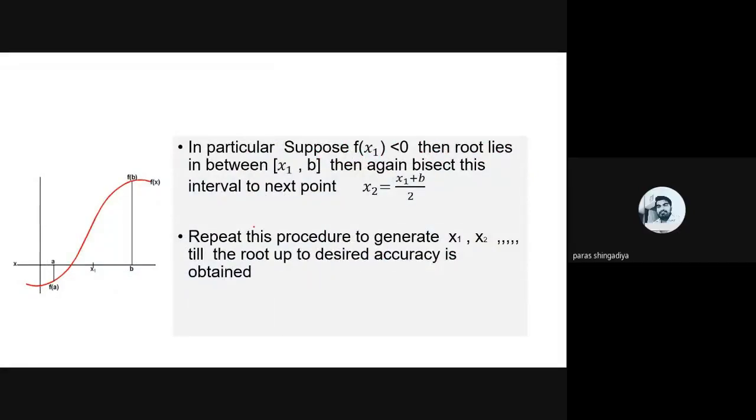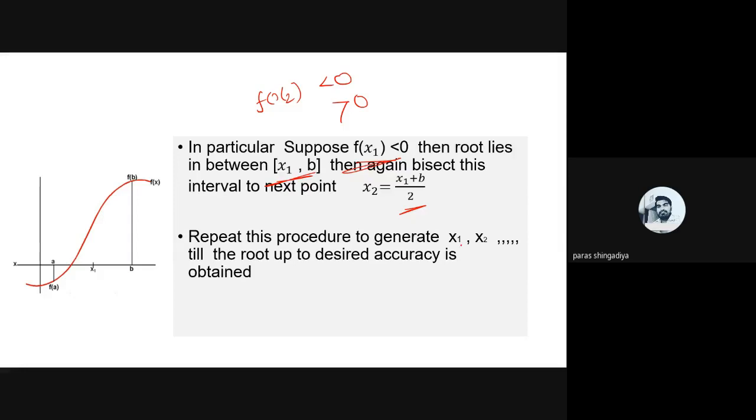So in this particular case, suppose f of x1 is negative, then the root lies in between x1 and b. And again bisect that. Again we have to take the average of both values, so it will be x2 equals x1 plus b by 2. And then check f of x2. If it is negative, then x2 will replace the negative point. And if f of x2 is positive, then x2 will replace the positive point. Clear? And again bisect to identify x3, x4, x5, x6, and so on.